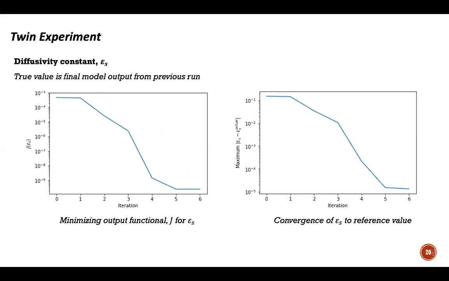So here's our first example. This is a twin experiment. Remember, this means that we know what the real value is. On the left, you can see that the output functional reduces as it's being optimized. And more importantly, on the right, you can see that the difference between the value that's coming out of the adjoint method and the true value that we know is also decreasing. By the time we get to the 6th iteration, the error is 10 to the minus 5. So the adjoint method has done a really good job in minimizing the output functional and giving us the true value for this model.